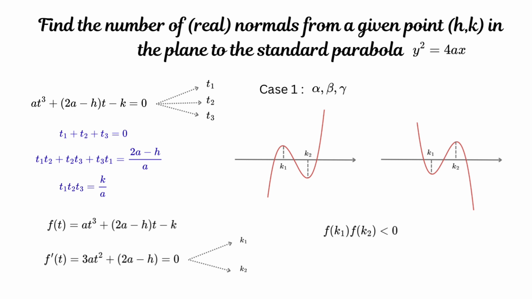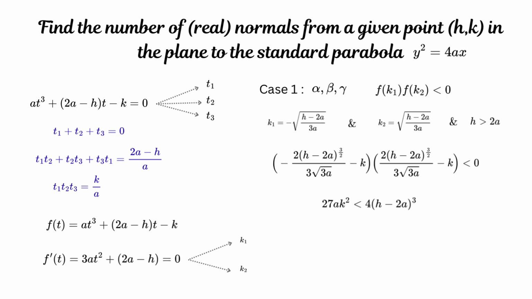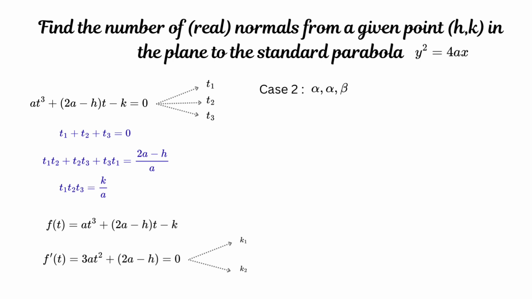This sign change criterion ensures that the graph of f of t crosses the t-axis three times, giving three distinct real solutions, and hence three visible normals. Now let's evaluate. We get this. Therefore, the criterion for three distinct normals is x greater than 2a and 27a times y squared is less than 4 times (x minus 2a) cubed. Now let's move to case 2.